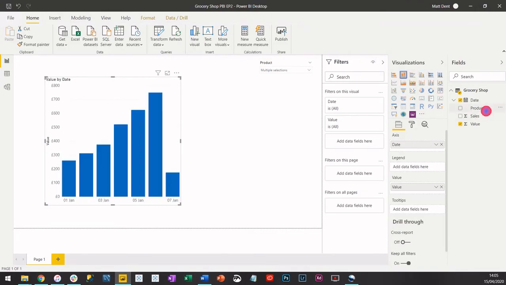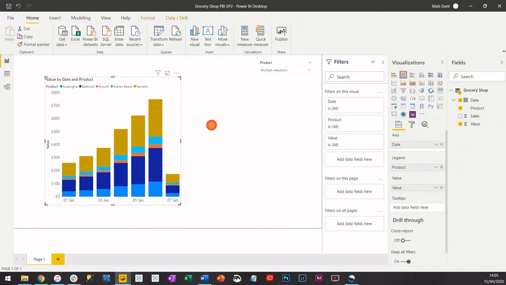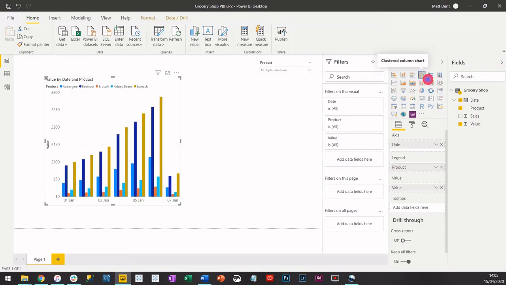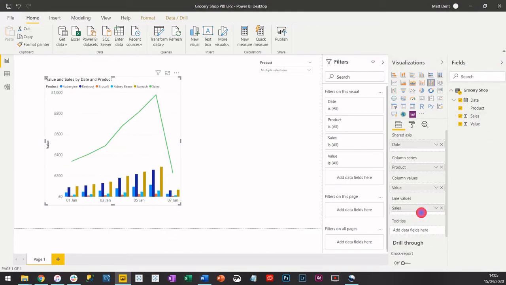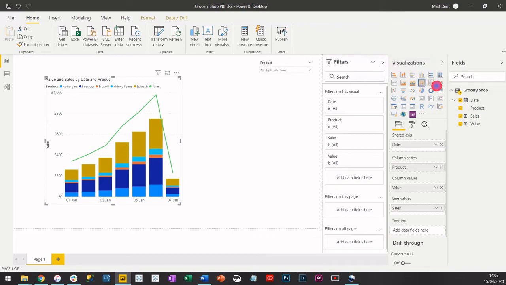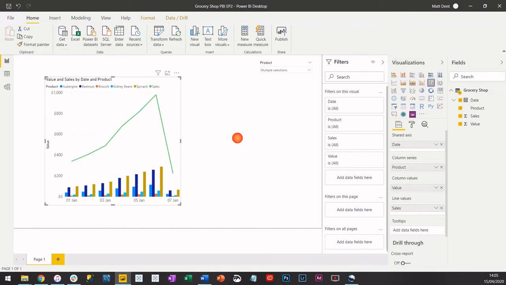So if I add product in to the legend, so we can split our products down, we can see how they're stacked there, or where they're side by side. We can do that the same with the line chart. So if I wanted to add sales in here as a line, we can do that, and it will add that as a further dimension. So whereas the bars are stacked there, the bars are side by side here.